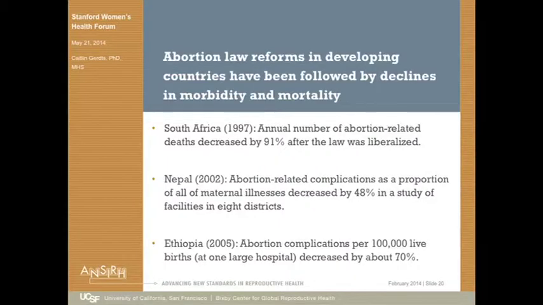The result of liberalizing abortion laws in countries where abortion is unsafe is a decrease in abortion-related mortality and abortion-related morbidity across the board. So I will just leave you with one thought, that as we see declines in the harms from unsafe abortion when abortion laws are liberalized, we may not always have the opportunity to change legal framework and legal structure in every country in the world.